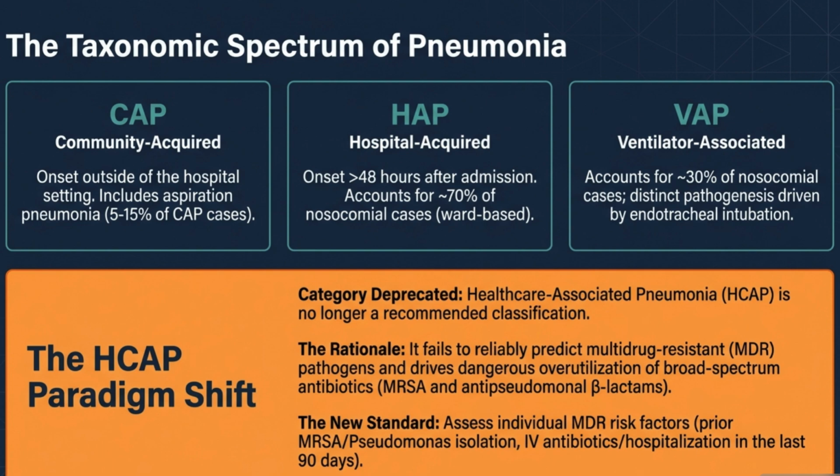Note that the category of health-associated pneumonia is now deprecated. It failed to predict multidrug-resistant pathogens and led to the overutilization of broad-spectrum drugs. Instead, the modern standard is to assess individual multidrug-resistant risk factors such as prior MRSA, Pseudomonas isolation, or IV antibiotic use, and hospitalization within the last 90 days.